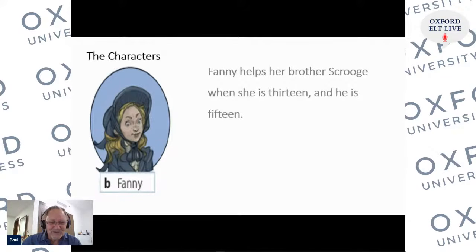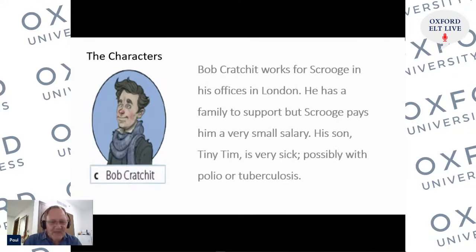A wonderful, wonderful country. So, Belle and Fanny are the two women in the story, and then we have the men. We have Bob Cratchit, who works for Scrooge in his offices. He has a family to support, but Scrooge pays him a very small salary. His son, Tiny Tim, is very sick. We don't know exactly what sickness he has, but there's a key word, which is a crutch, and he can't walk very well. He needs to support himself under the arm to help him walk. So possibly Tiny Tim has an illness of polio or maybe tuberculosis.